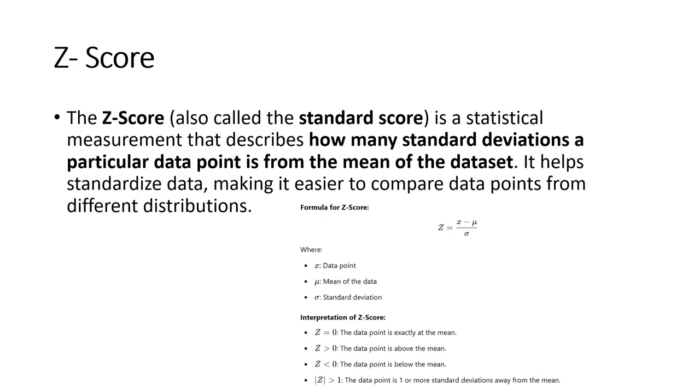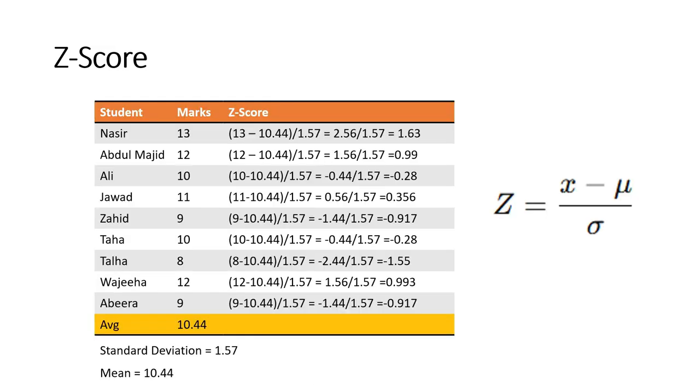So what is Z-score? Z-score is how many standard deviations a particular data point is away from the mean of the dataset. In the video description the link to my detailed video on Z-score and IQR is mentioned, so you can go to that link for detail. But in this video I will show you quickly what Z-score is. Through this formula we calculate the Z-score for each value.